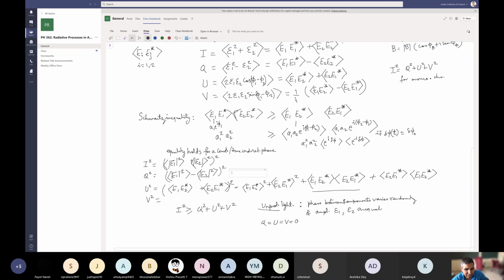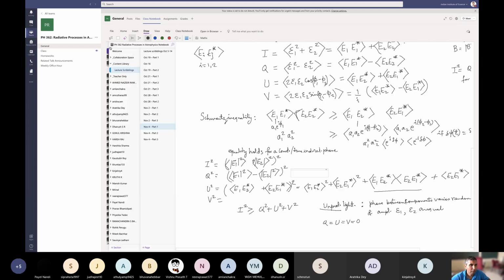Why are Q, U, and V 0 for unpolarized radiation? Because phi1, phi2 become like random numbers, and epsilon1 and epsilon2 are equal. So Q squared plus U squared plus V squared is 0, but I squared is not 0 because there is still power in the radiation. So that's why phase is so important. Okay.